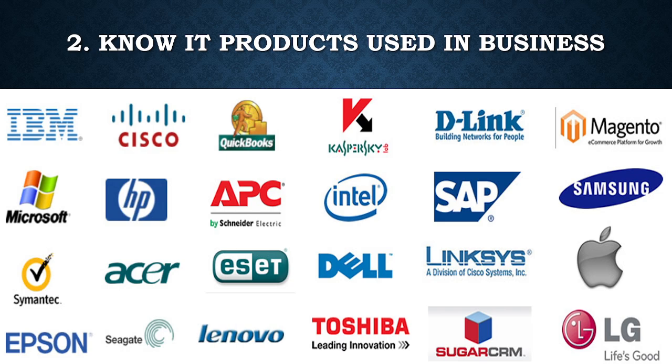No IT products used in business. This is basically your name brands. Let's see, you got IBM. They manufacture actual computer parts, motherboards. Cisco. These are brands that you've heard of. HP. You've probably owned an HP laptop.